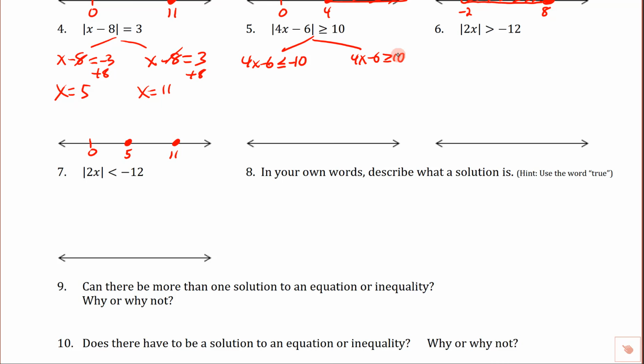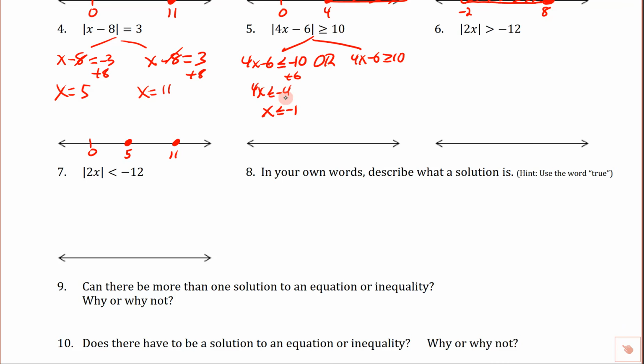But we do need to remember what word connects these. If it's a greater than, it's an or, so I'm going to write a big capital or here. If it had been a less than, then it would be an and. So let's go ahead and do this one. We're going to add 6. So we get 4x less than or equal to -4. So we get x is less than or equal to -1.